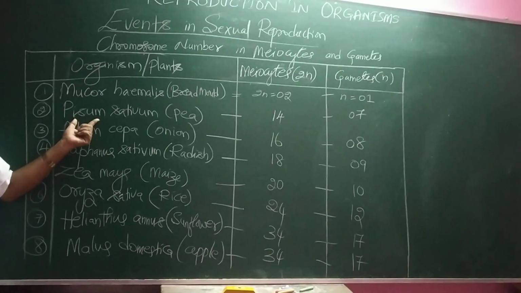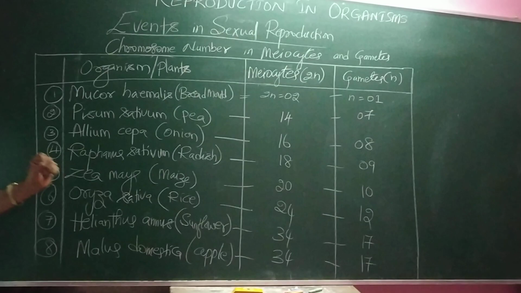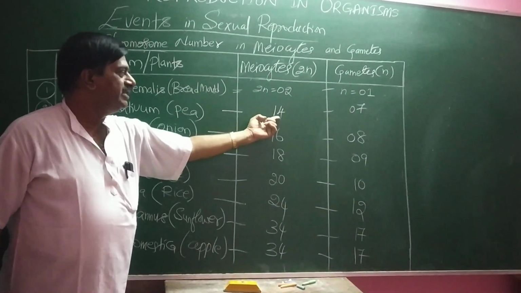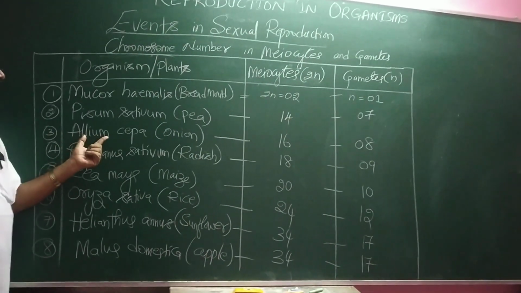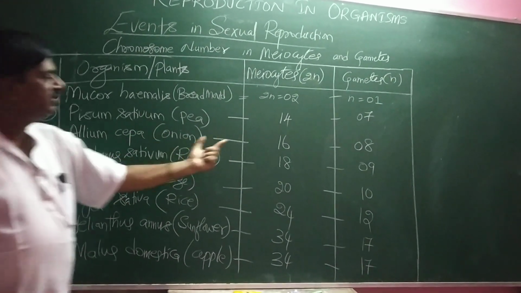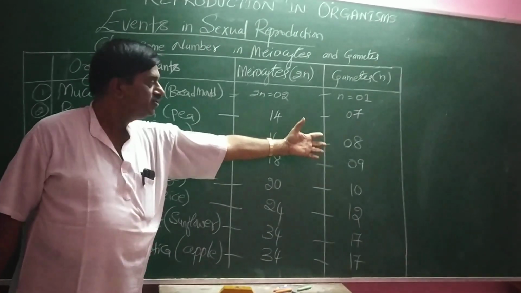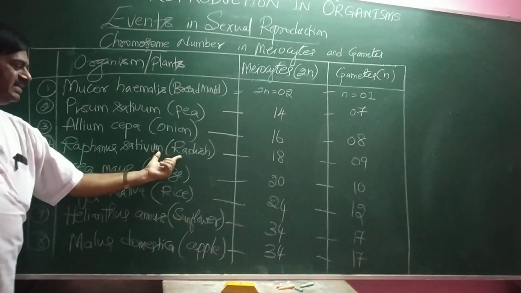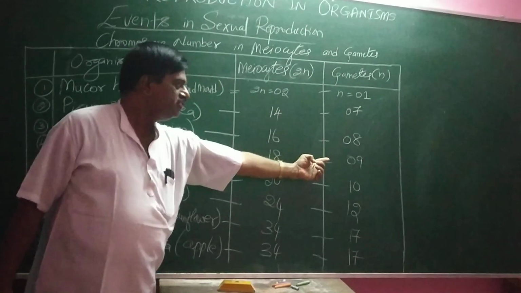Now we'll go for the other one, Pisum sativum, commonly called pea plant, where in the meiocyte cells 2n is equal to 14 and n is equal to 7. Next, Allium cepa, commonly called onion. Here the chromosome number is 2n is equal to 16 and n is equal to 8. Next, Raphanus sativus, commonly called radish, where 2n is equal to 18 and n is equal to 9.